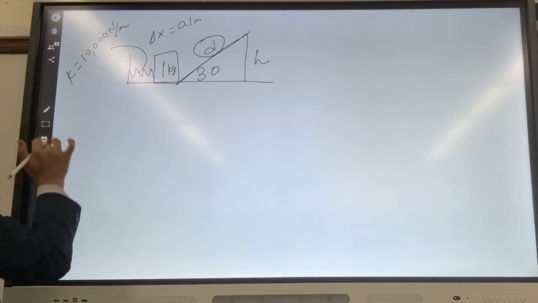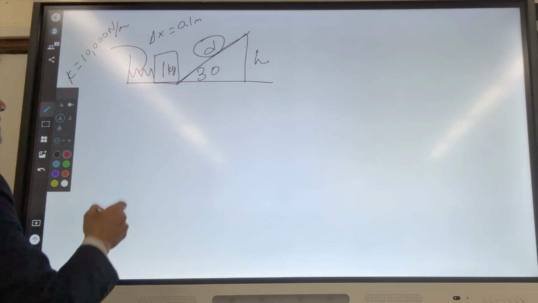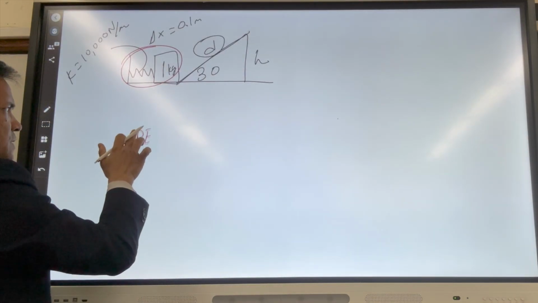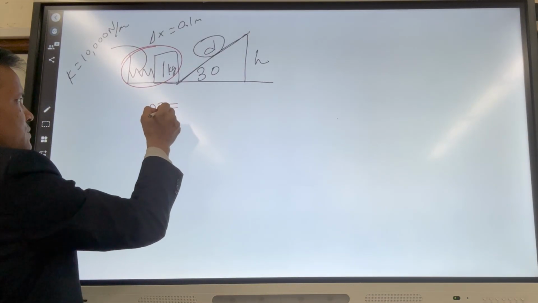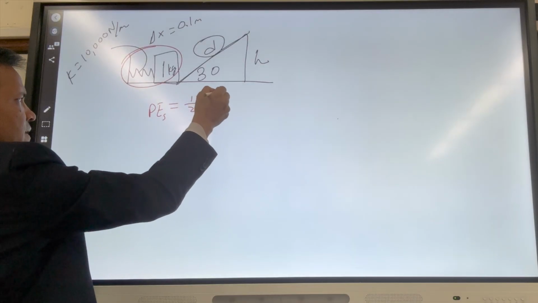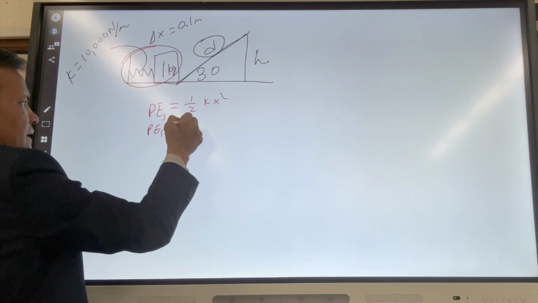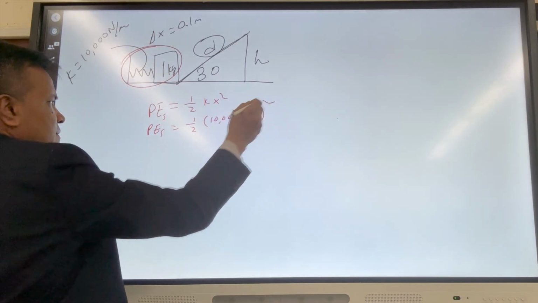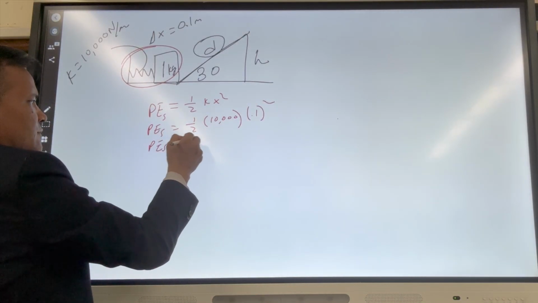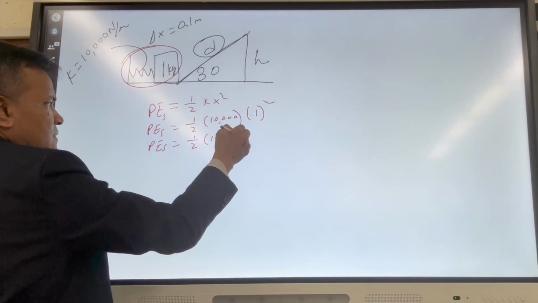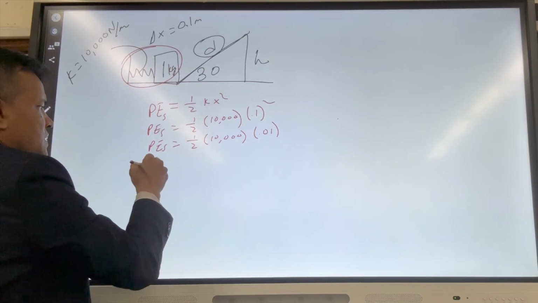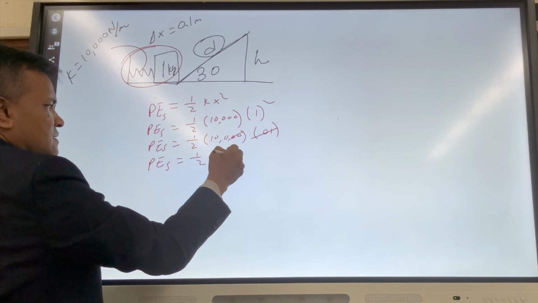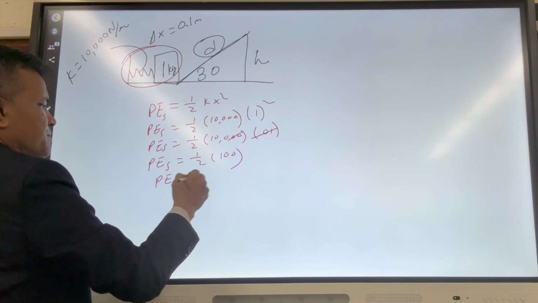Okay, so we're going to do one thing at a time. First, we're going to start with what type of energy you have here. Potential energy. Potential energy due to what? Due to the spring, half kx squared. How much is that? Half k is 10,000, times 0.1 squared. So PEs is equal to half of 10,000 times 0.01. So PEs is equal to half, this cancels, 100. So PEs is equal to 50 joule.